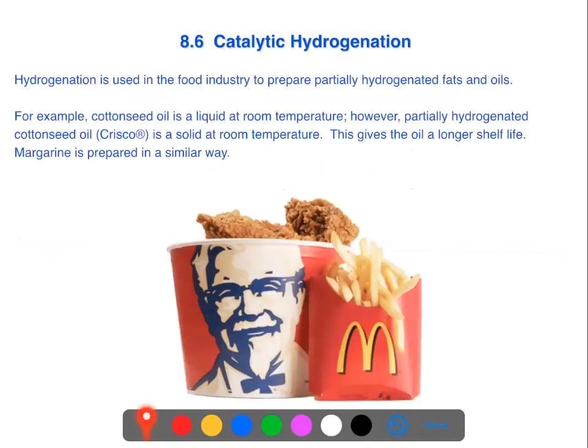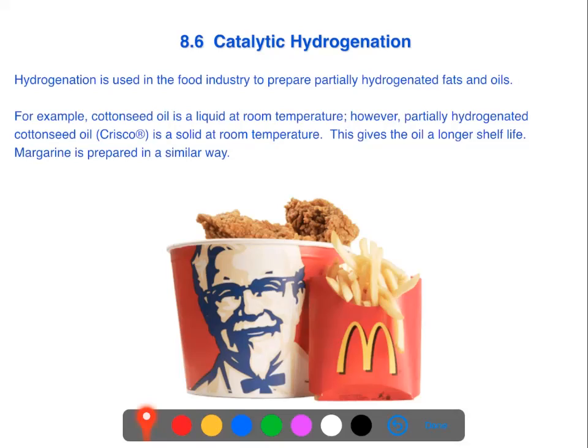Now, in closing this particular video, I'd like to comment on the fact that catalytic hydrogenation is used quite often in the food industry. It's used to prepare partially hydrogenated fats and oils. One example, obviously, is the oils that are used to create our Mickey D's and Dirty Bird foods. But the reason why they solidify is that we're partially hydrogenating some of these seed oils so that they'll be solid at room temperature as opposed to being a liquid.